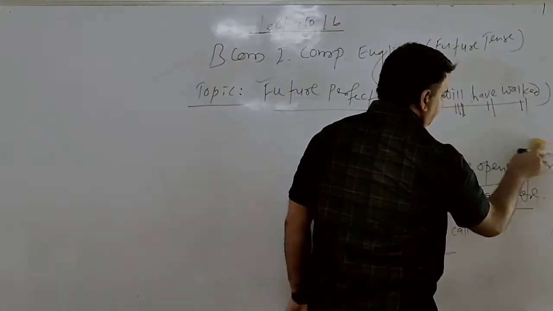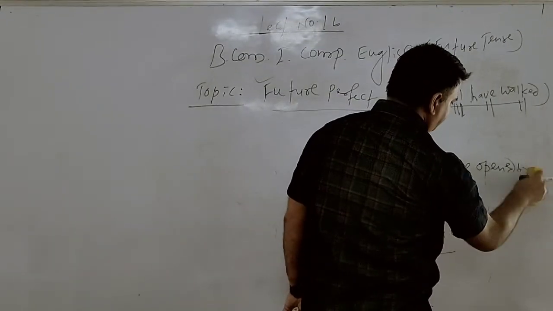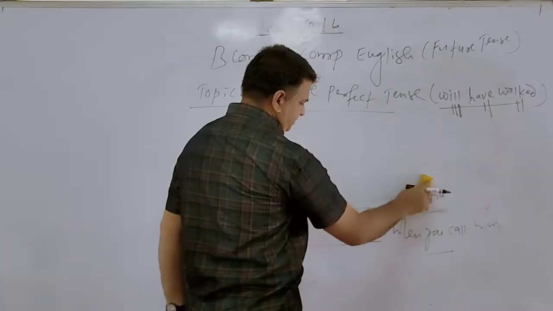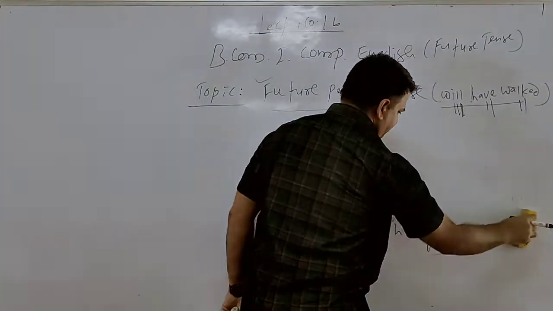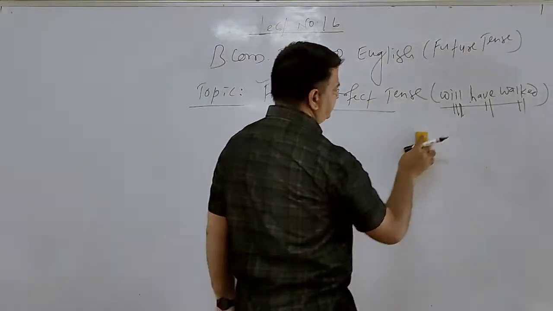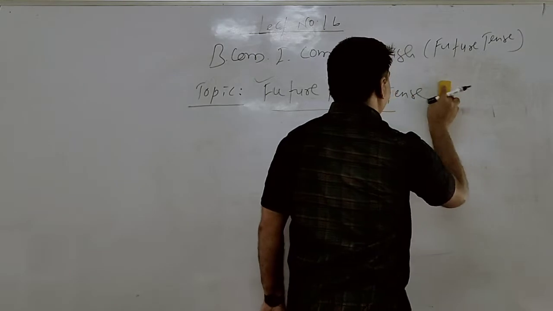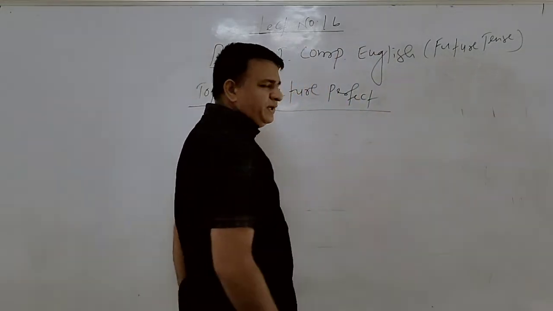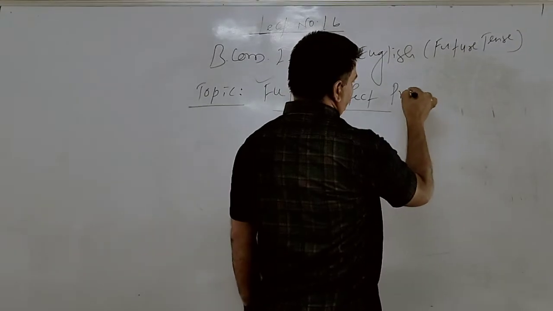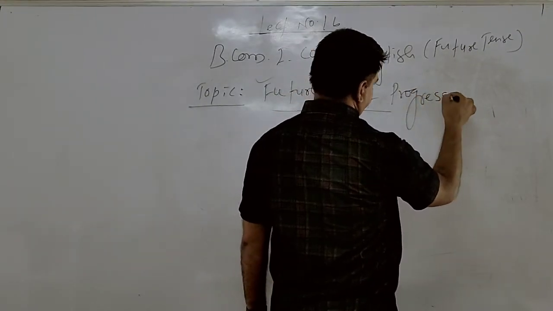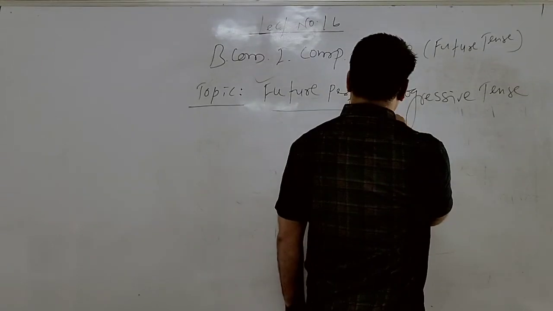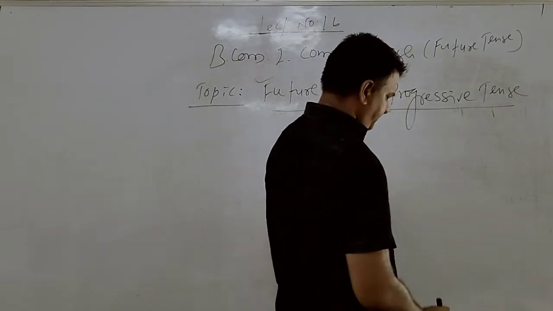Besides that, we have one more type of future tense, and that is the future perfect progressive tense. This future perfect progressive tense also discusses happenings in the future.